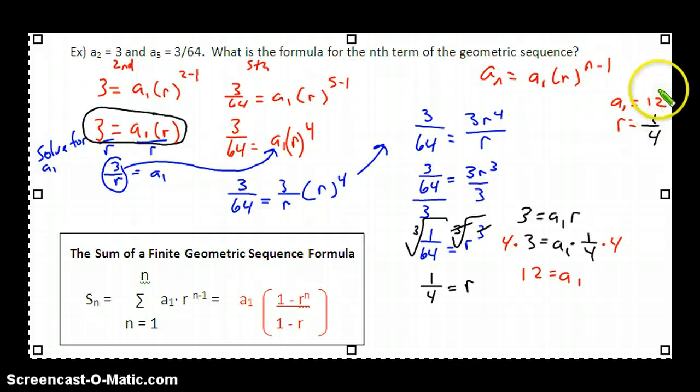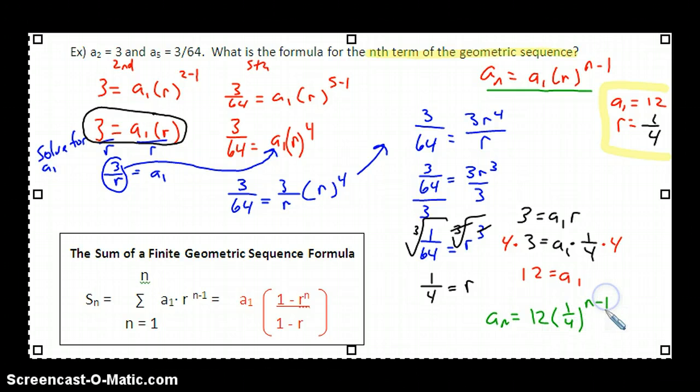That's crucial for me to be able to now do what the problem says, which is write the formula for the nth term of the sequence. So the last thing I'm going to do is I'm going to take this formula and I'm going to plug into it the a sub 1 and the r. I'm going to do that way down here. So the nth term of the sequence would be 12 times 1/4 raised to the n minus 1.